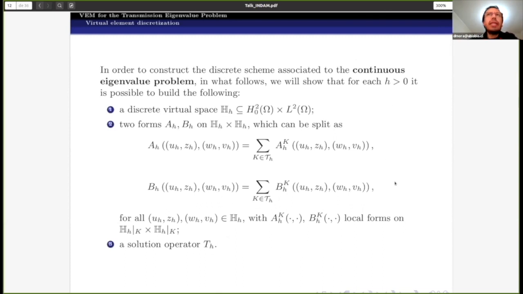So to construct the discrete scheme, in this case, what we need is a discrete space in this continuous space. We have to construct the approximation of the sesquilinear forms. We are going to try to write the two sesquilinear forms A and B in this way, where A sub h power k, and the same for B, will be local forms. And with this ingredient, we have to write a discrete solution operator, T_h.